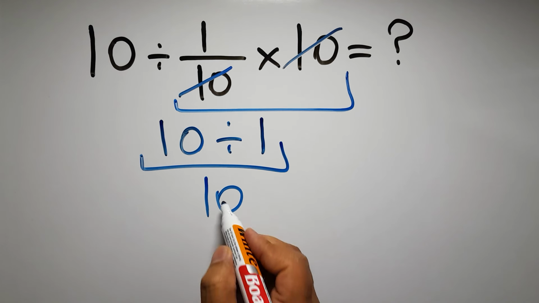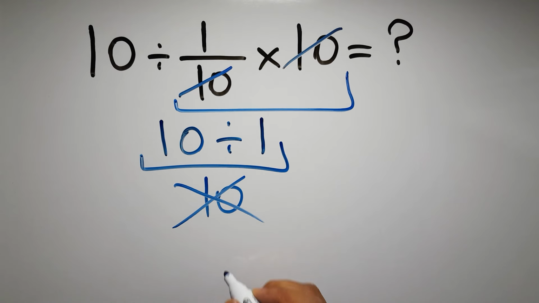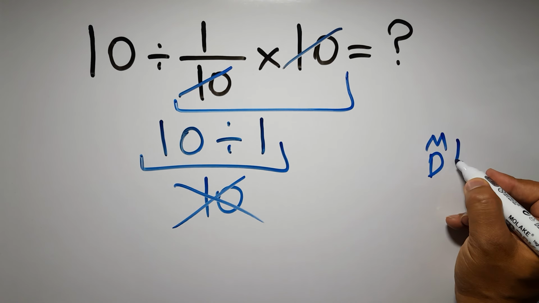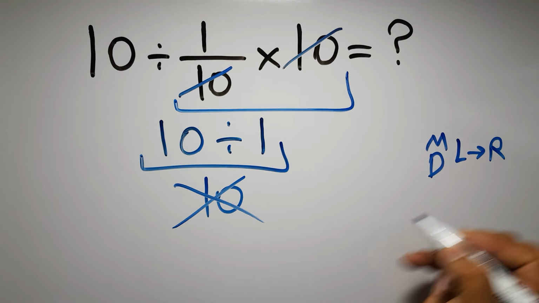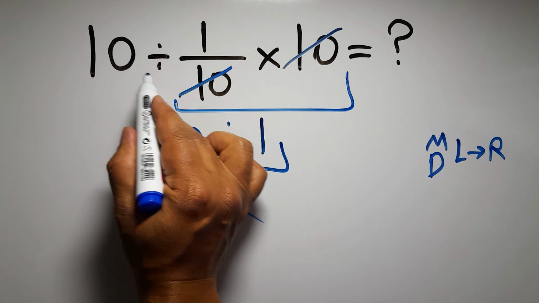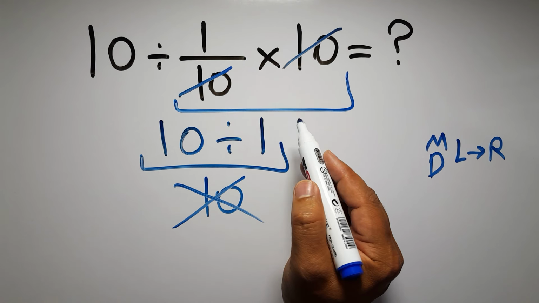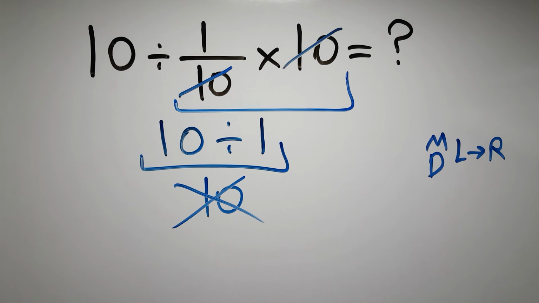But this answer is not correct, because according to the order of operations, multiplication and division have equal priority and we have to work from left to right. So here, first we have to do this division, then this multiplication. If we do this multiplication before this division, it is wrong.